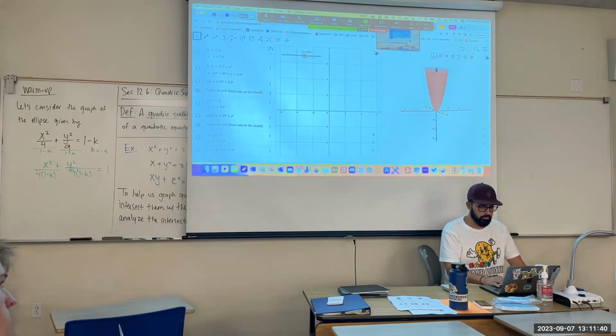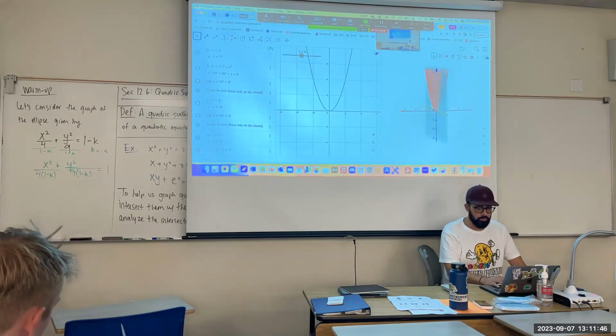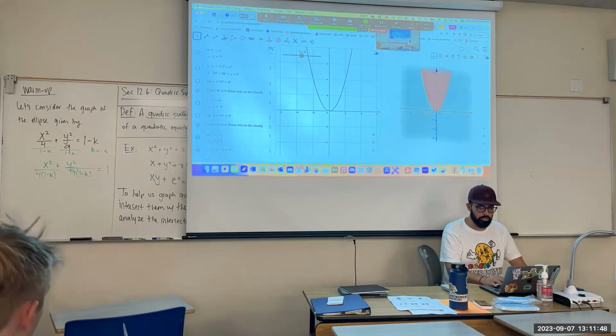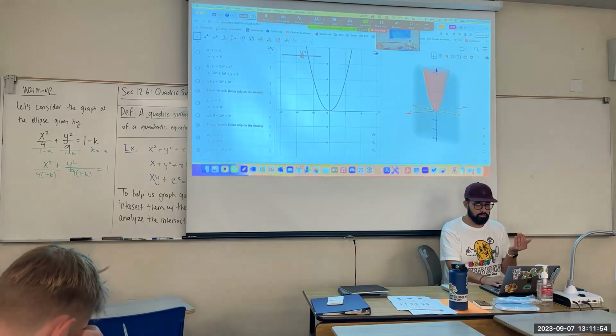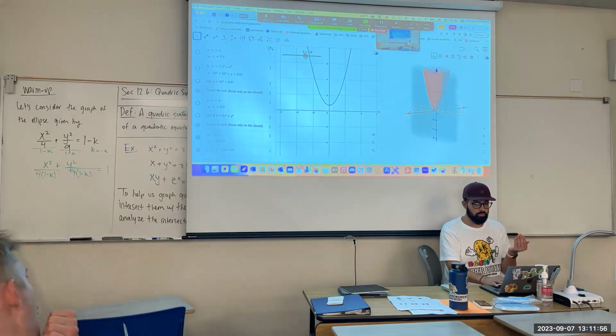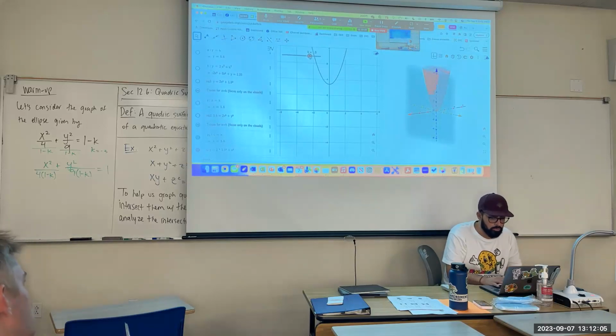So let me go back to 0. Then there are the traces for x equaling k. Now when x is 0, what plane is that? The YZ plane. So now I'm going to let x increase. And again, notice the traces are just parabolas that are going to intersect it. Okay, and they're going up.